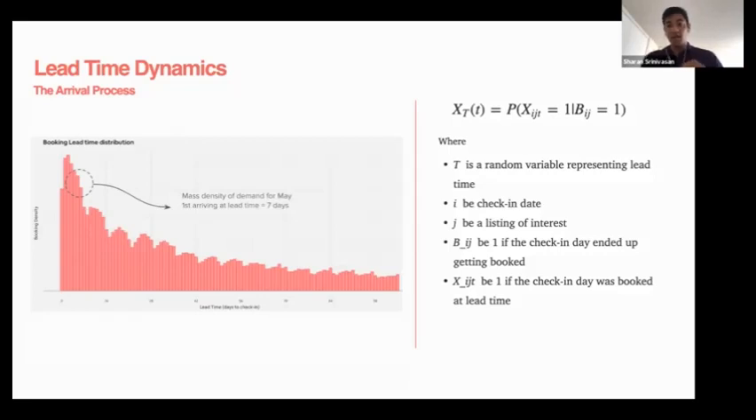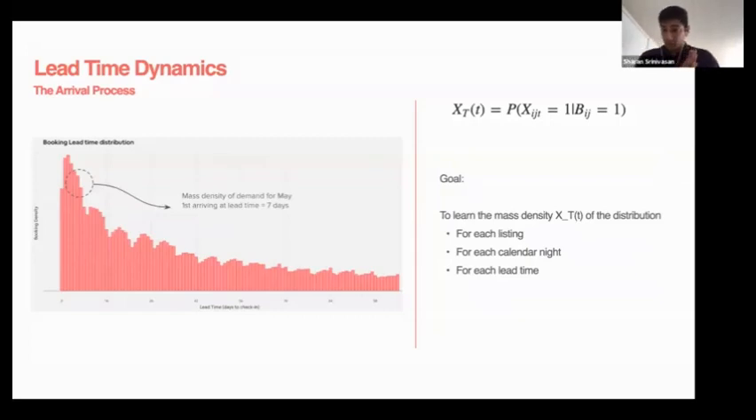In other words, if I know that a listing is going to get booked, and I know that the probability of that listing getting booked is, say, 30%, then I want to distribute that 30% over the lead time axis in order to finally arrive at the lead time distribution, or what we, analogously, call the arrival process. So the goal here is to model that mass density x_t of t.